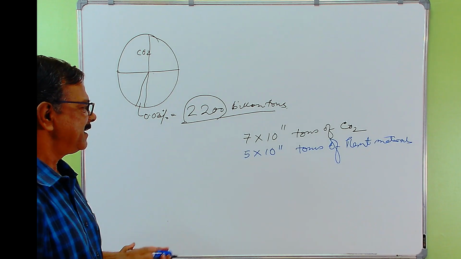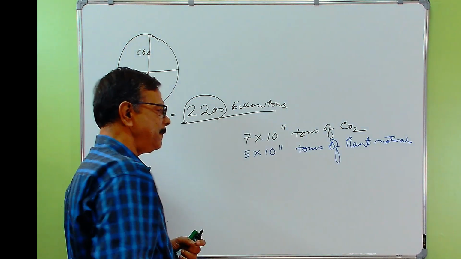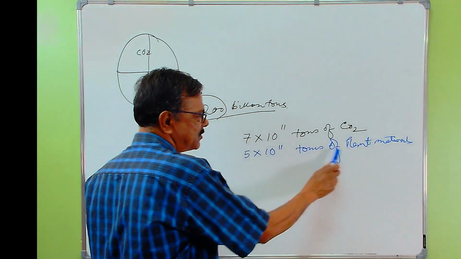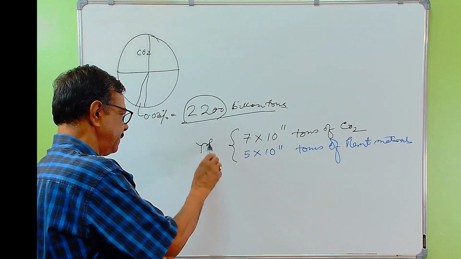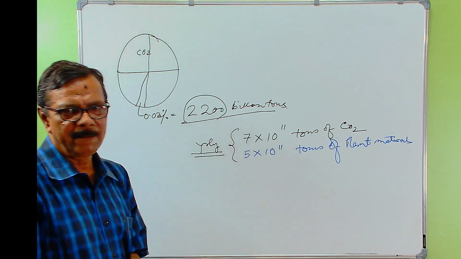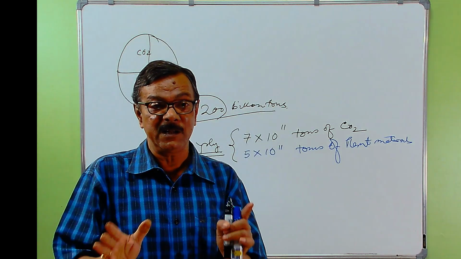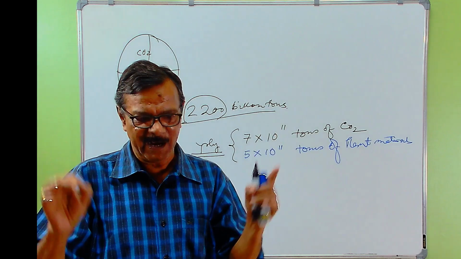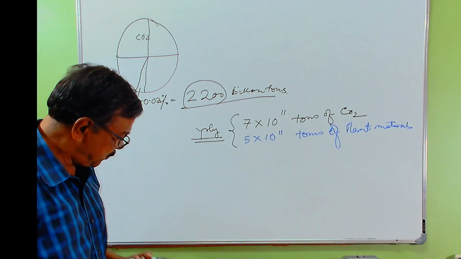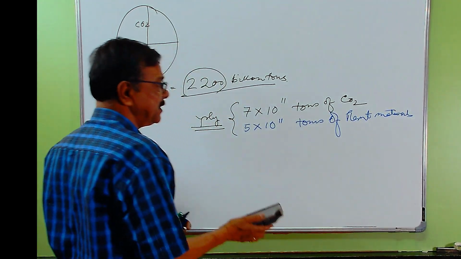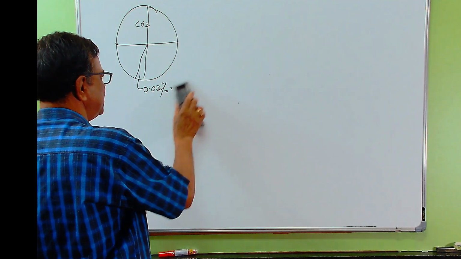So, plants take up 7 into 10 to the power 11 tons of CO2, and these tons of plant materials are produced yearly. This is a massive chemical event that takes place within the earth. No other chemical event in the earth so far described has been with this huge factory. So this is the use. Now we will come one by one. CO2 we have done.